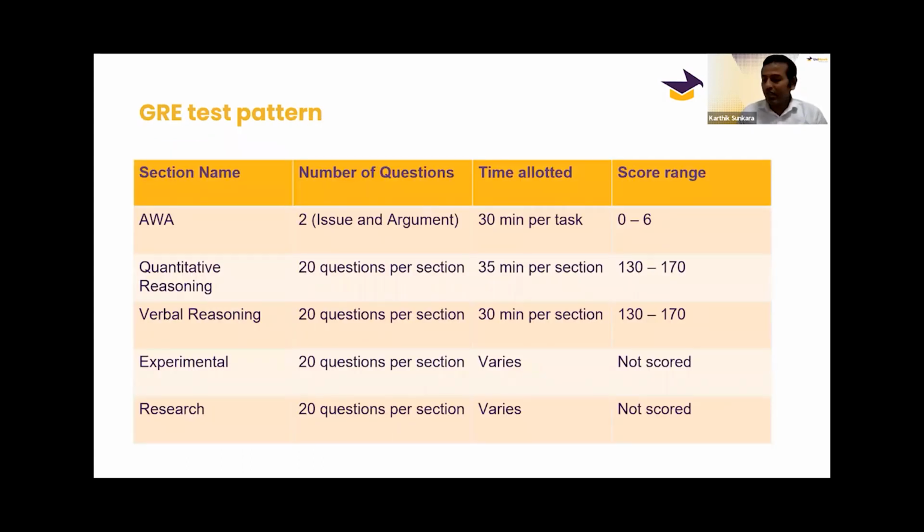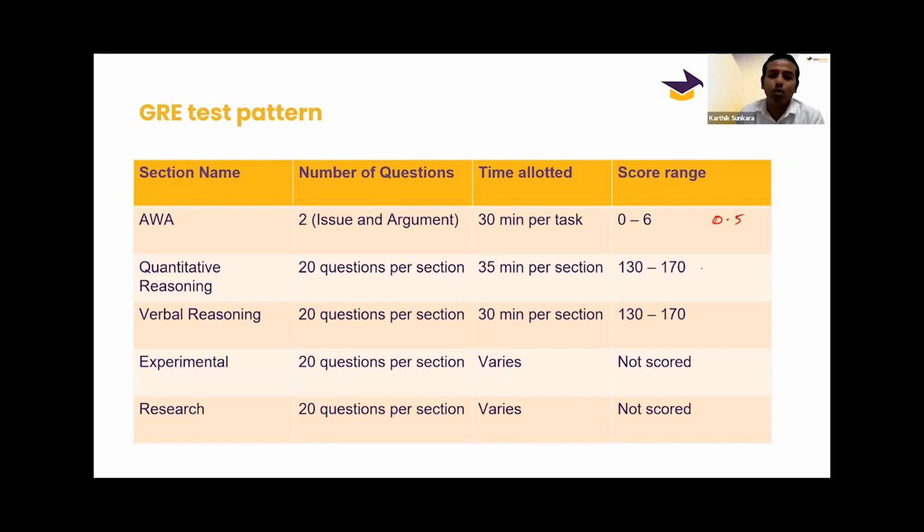So as for GRE, this is the GRE test pattern. Okay, so the first section of GRE would be AWA, which is called Analytical Writing Assessment, in which we'll have 2 questions. One is issue based, another one is argument based, and each question is an essay. Each essay will be for 30 minutes, and the score is 0 to 6. And the score interval is 0.5.